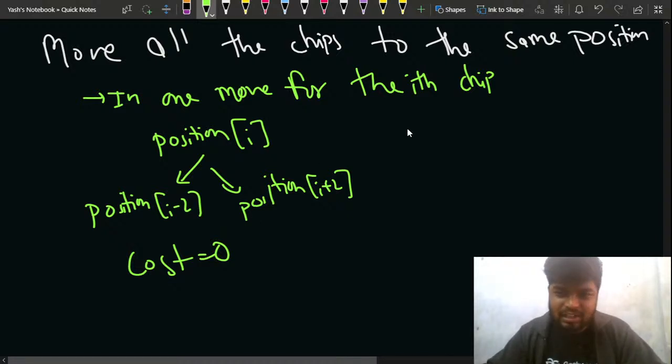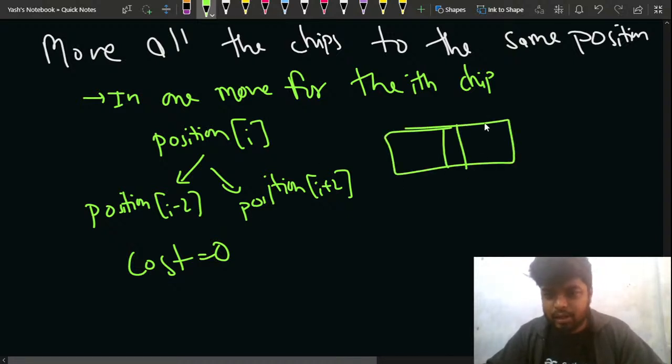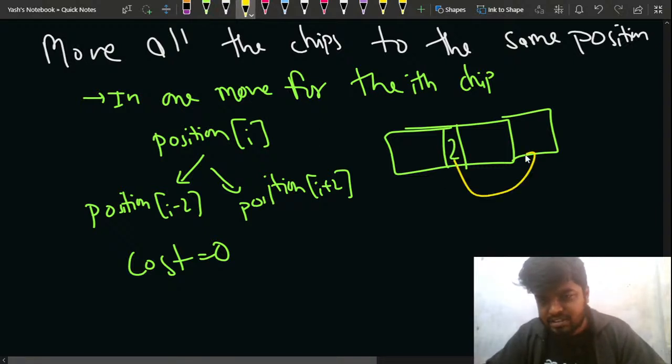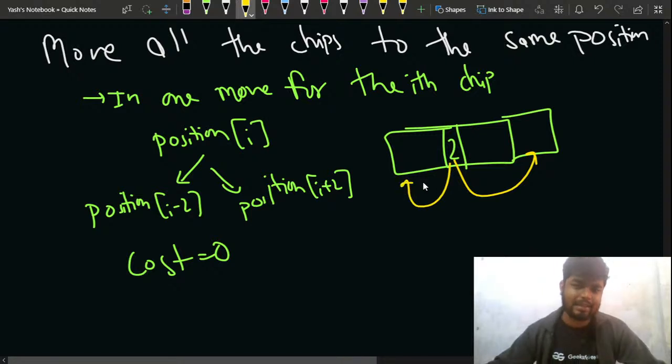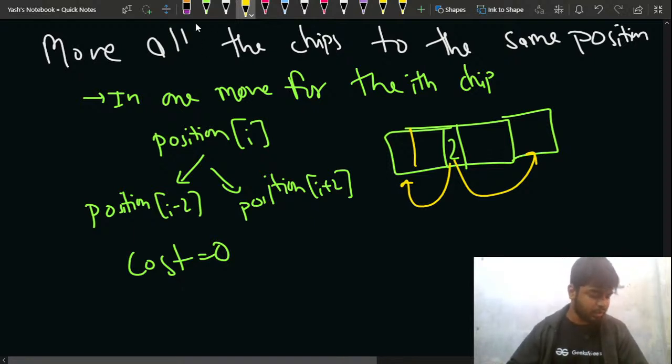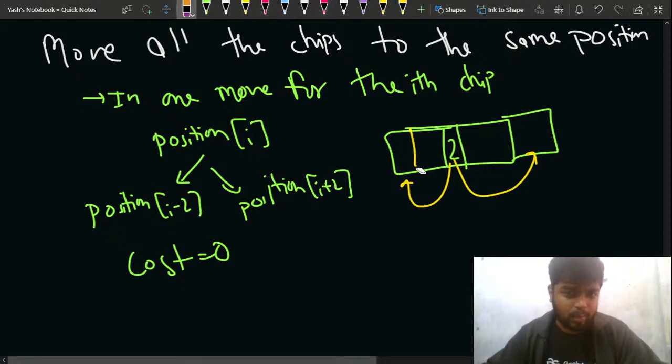So let's suppose that your chip is somewhere here. This is your chip. Then you can either move to this index or this index, that is 2 indexes from the left or 2 indexes from the right. Is this much part clear to everyone? Just quickly let me know in the chat. I hope that this much part is clear to everyone.